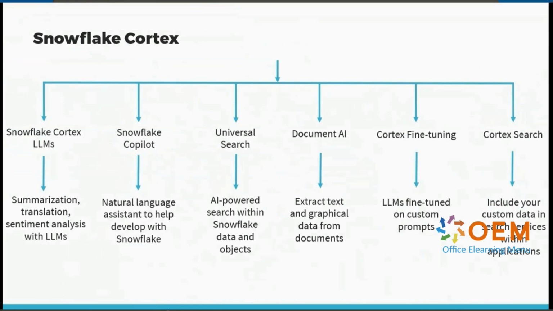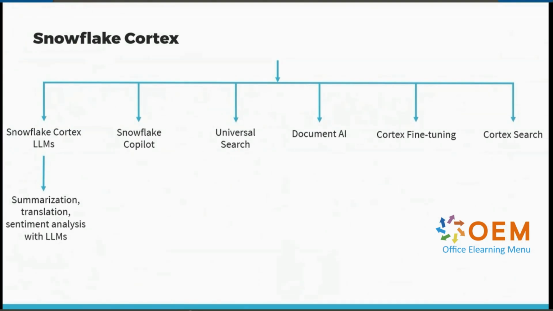Now let's introduce the names. The first feature is called Snowflake Cortex LLMs. The second is Snowflake Copilot. This is a fairly straightforward name. The third, which is the AI powered search within Snowflake, is called Universal Search. The feature to extract text from documents is called Document AI. The LLMs that are fine tuned on custom prompts, that's called Cortex fine tuning. And then the more advanced internal search is called Cortex Search.